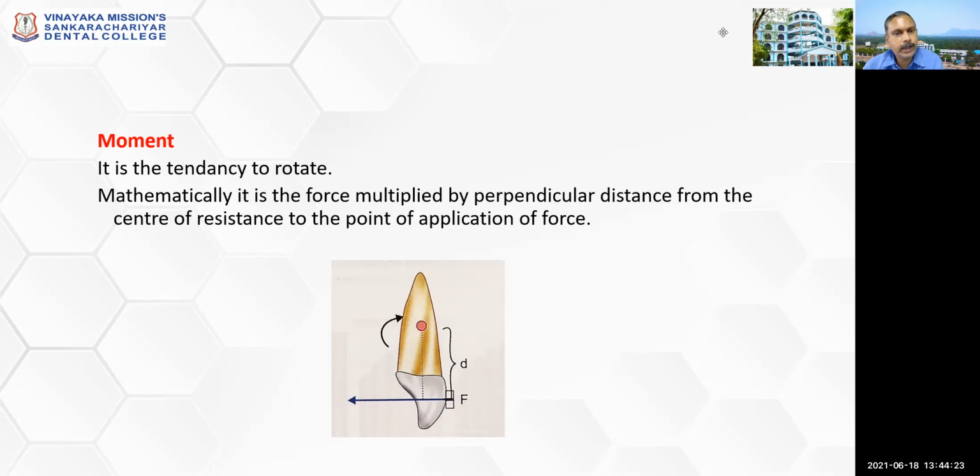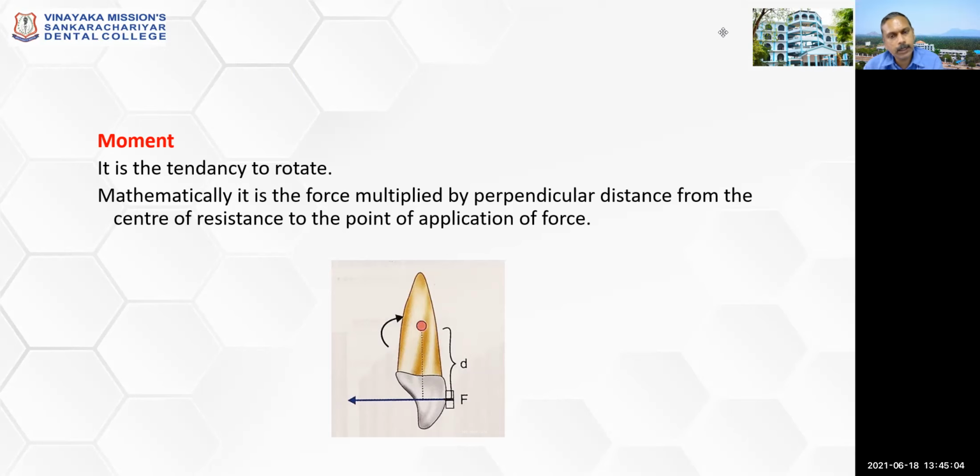Mathematically, or for calculation purposes, it is a formula: the force, capital F, multiplied by the perpendicular distance, D, from the center of resistance to the point of application of force. Now you see this particular diagram, wherein small d is inside a bracket from the center of resistance to the point of application onto a bracket, and force is being applied with an arrow mark in one direction.